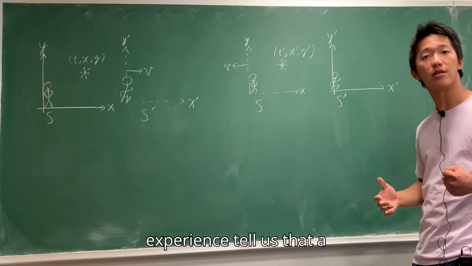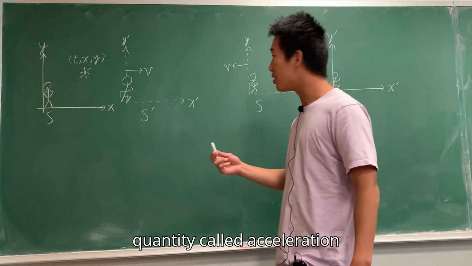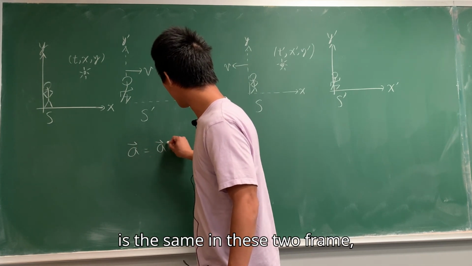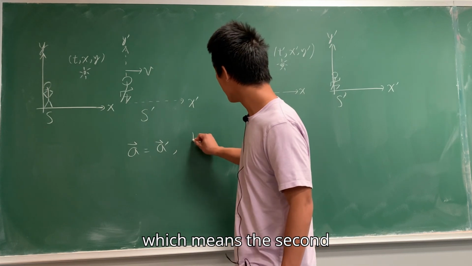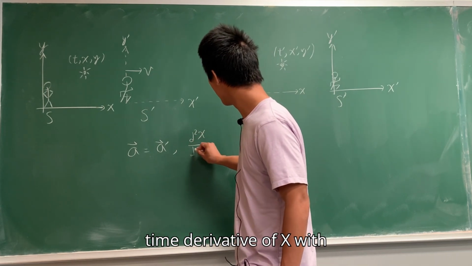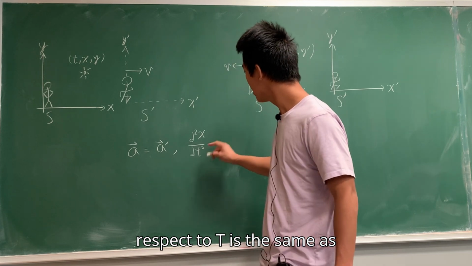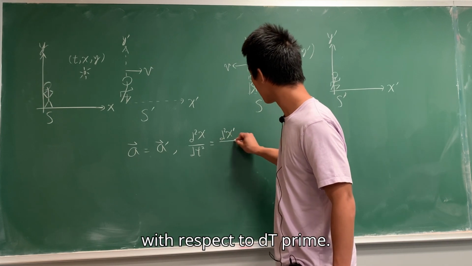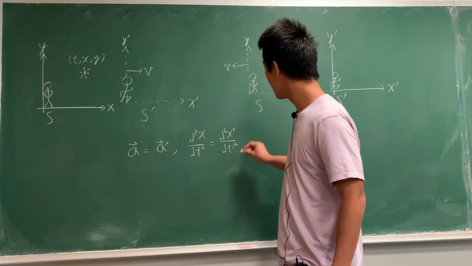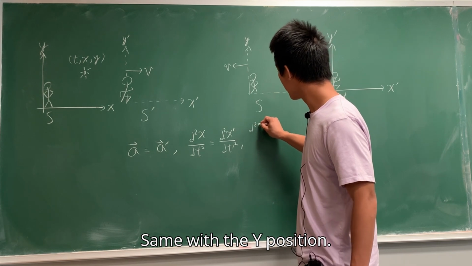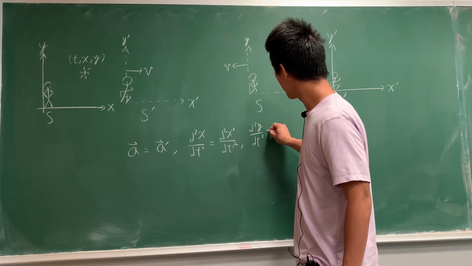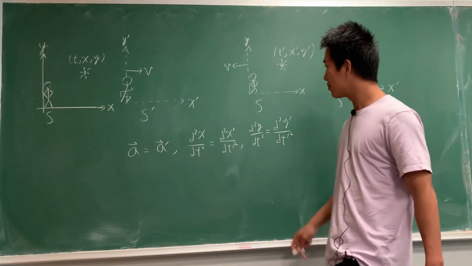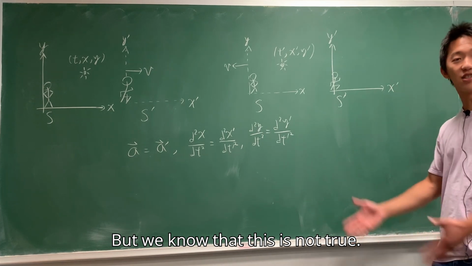Our everyday experience tells us that a quantity called acceleration is the same in these two frames, which means the second time derivative of x with respect to t is the same as the second derivative of x prime with respect to t prime. Same with the y position. But we know that this is not true.